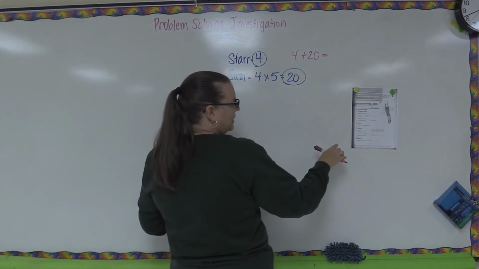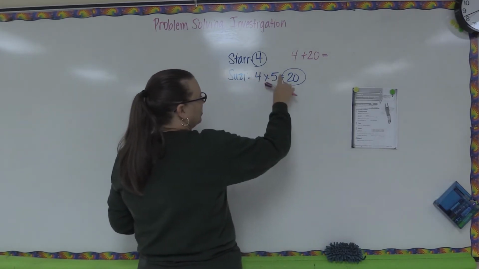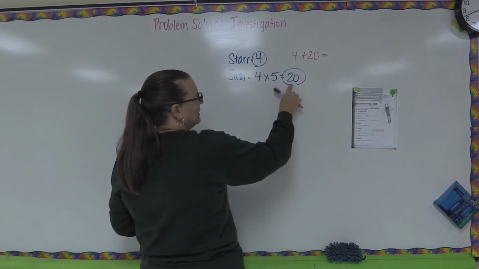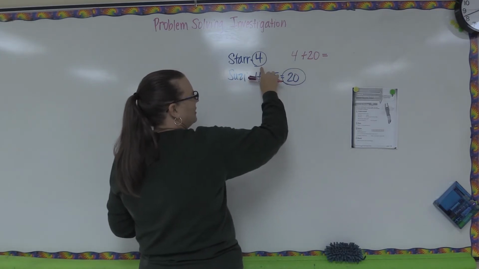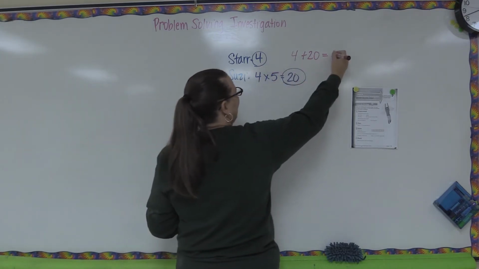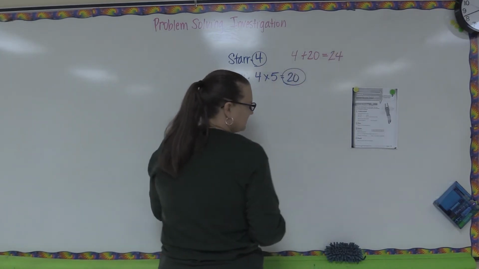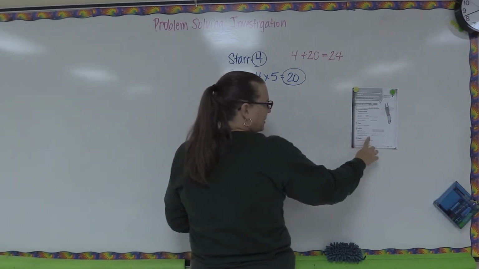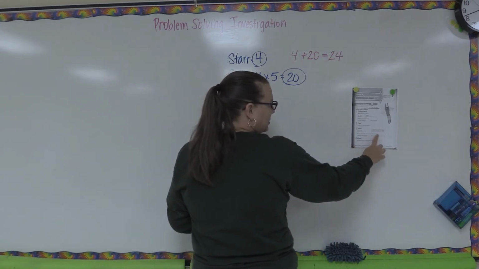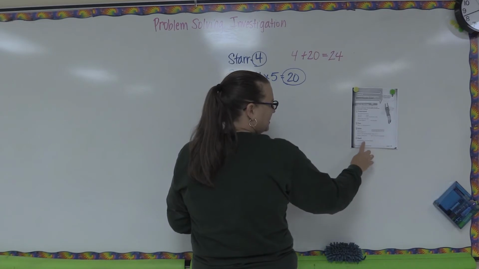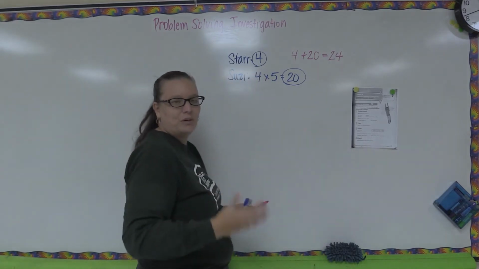So once we do that, our 4 groups of 5 here are Susie's, that's the 20. The 4 that Star earned are here. And together, that's 24. So we know that the girls won 24 tickets, and that's going to be your answer for both of these blanks. Does our answer make sense?